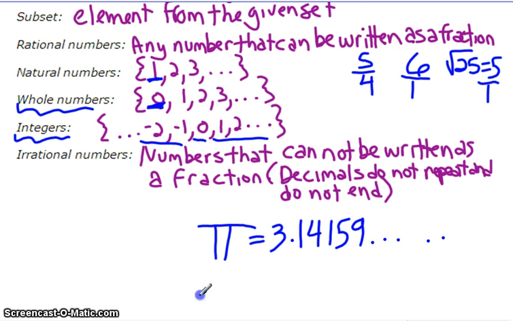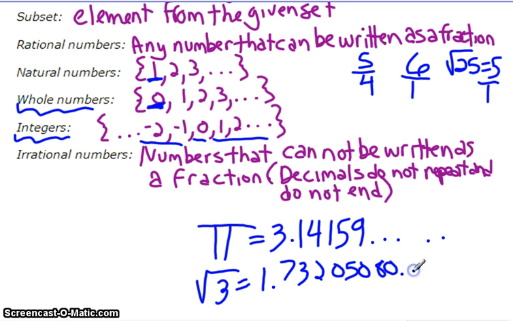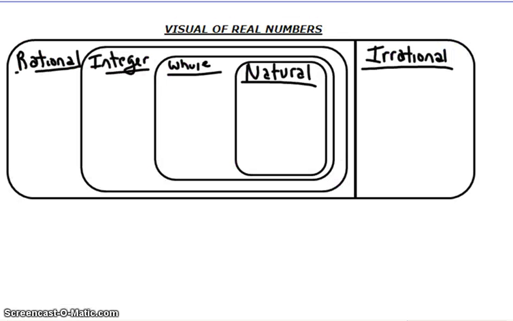Another example, the square root of 3, that would be irrational. If you find it in decimal form, it's 1.73205080 and it keeps going, right? It never ends and you can never find a pattern. So let's put this into a visual form. So here's all of my types of real numbers: rational, integer, whole, natural, irrational.